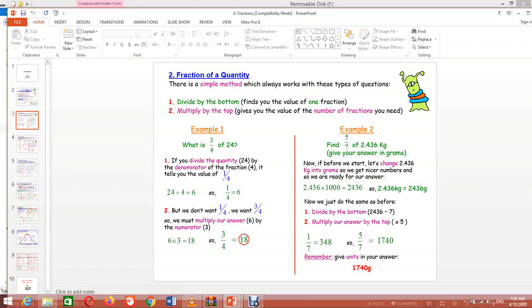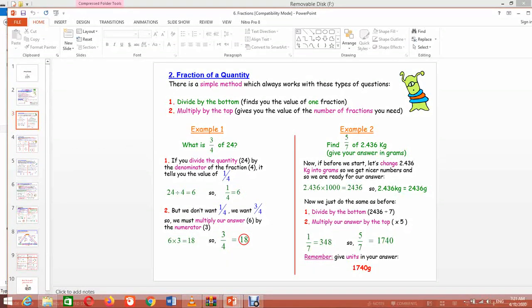2. Fraction of a quantity. There is a simple method which always works with these types of questions. 1. Divide by the bottom. When you divide by the bottom, it simply means you find the value of one fraction. And 2. Multiply the top. When you multiply the top, it gives you the value of the number of fractions you need. Let's look at example 1. What is 3 over 4 of 24? That is the question.